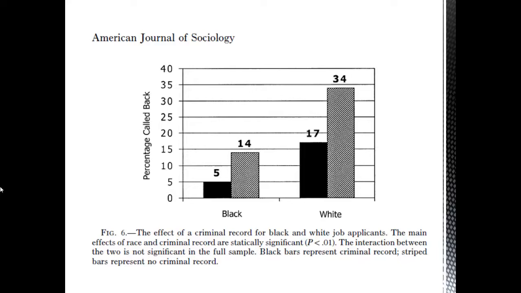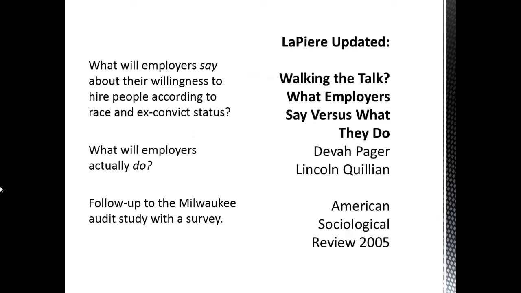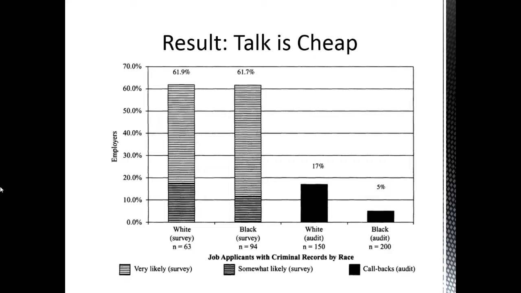So let's update the LaPierre strategy, says Pager, accompanied now by Lincoln Quillian. We've heard about what employers actually do. What do they say? In 2005, Pager and Quillian follow up that Milwaukee audit study with a survey, and they send it to the same employers who engaged in a particular treatment of applicants. And they asked those employers, would you hire a white individual with a criminal record?